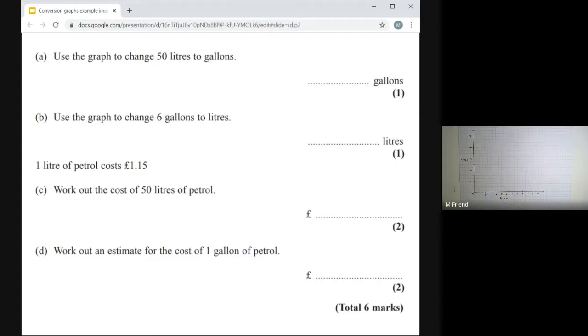Notice how it's instructing us to use the graph. So even if there are other methods available, which there are lots of ways of doing this, the question is insisting that we use the graph to change 50 litres to gallons. So here's how you would do that.